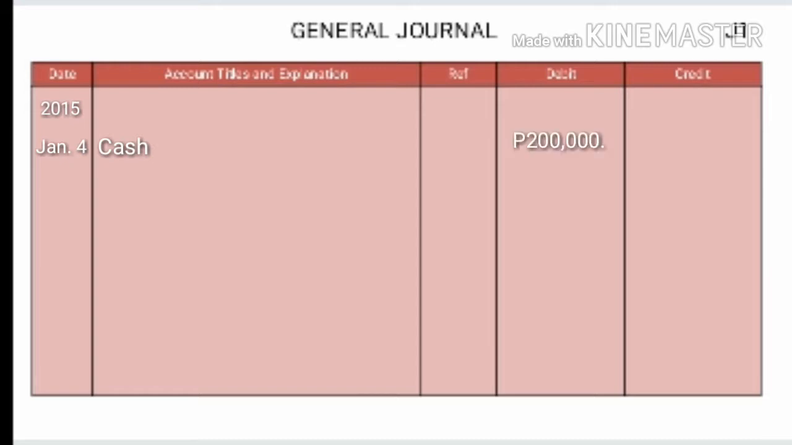The credit account title, that is the account to be credited, is indented and entered on the next line in the column headed Account Titles and Explanation, and the amount of the credit is recorded in the credit column. A brief explanation of the transaction appears on the line below the credit account title.